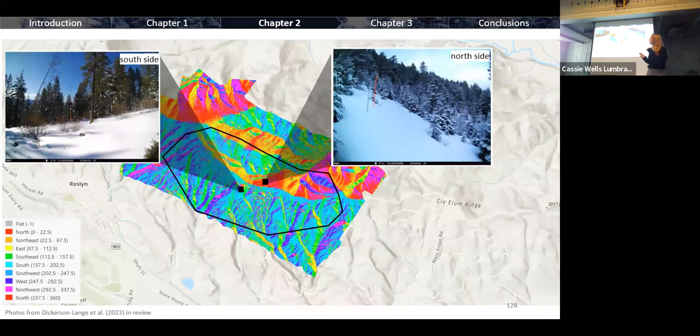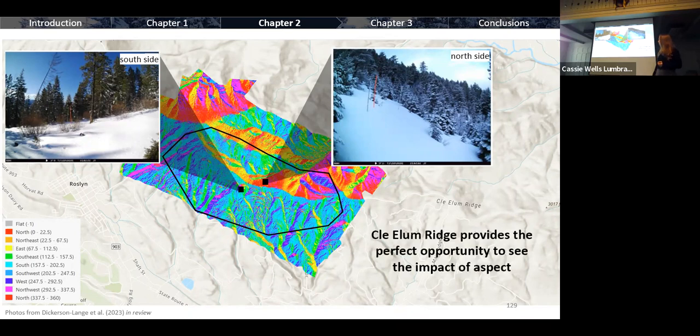So when we want to understand snow and forest interactions at the site, we really want to focus on aspect and canopy structure. And this just provides a perfect opportunity, especially because a lot of forest management is interested to happen on the south aspects, because there's increased chance of fires and they want to reduce fuels over there. But we want to make sure that those management practices are also promoting hydrologic resiliency.